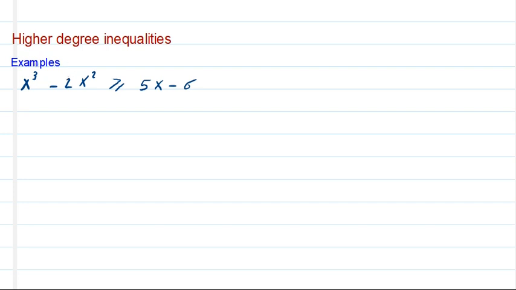Let's see one example. X cubed minus 2x squared greater than 5x minus 6. In order to solve this inequality, first I need to rewrite it in the right order. Now 5x plus 6 greater than or equals to 0.